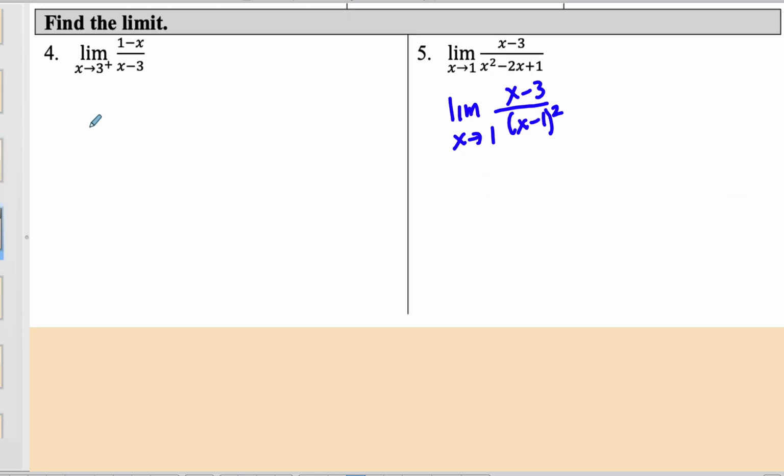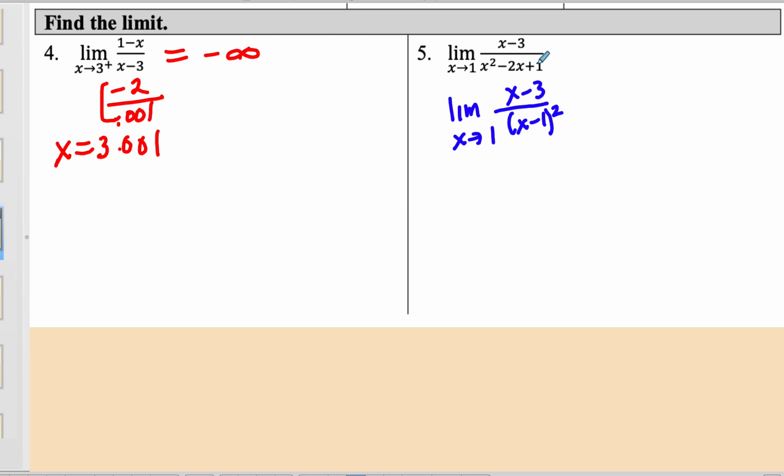We're going to do the same kind of thing. We're going to get a handle on things, we're going to take a look at x equal to 3.001, and I can see that when I put 3.001 in, the numerator is going to be around negative 2, and in the denominator I'm going to get 0.001. And again, this is a small positive number, so this direction will be negative infinity. Let's take a look at number 5.